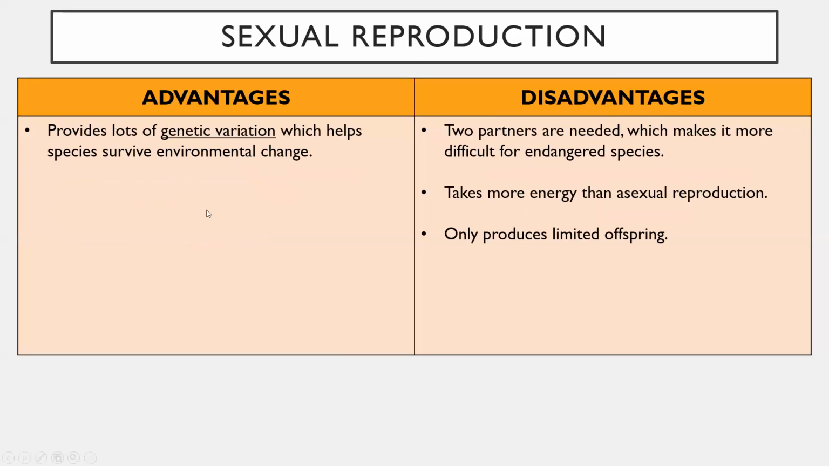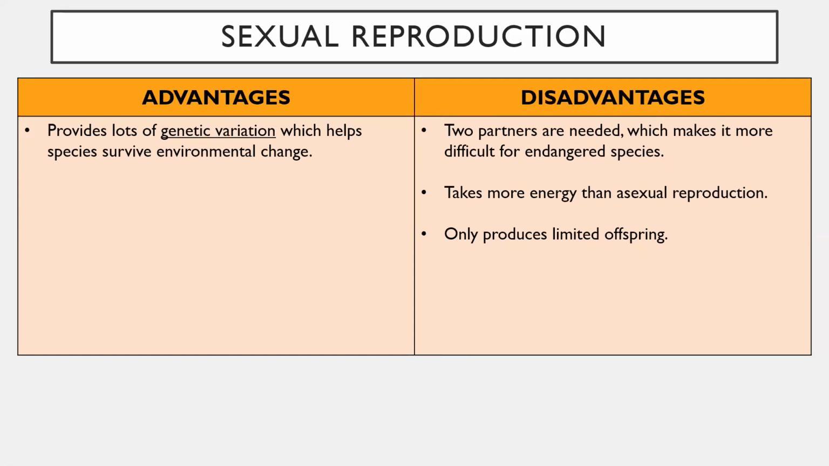Now, as for sexual reproduction, of course, I've only listed one advantage, but the main advantage is a huge one, like it's not to be underestimated at all, is it provides lots of genetic variation, or in other words, genetic diversity, which helps species survive environmental change. With species that perform sexual reproduction, there's tons of different adaptations and tons of different variations that exist within that species. Even just think about humans, right?